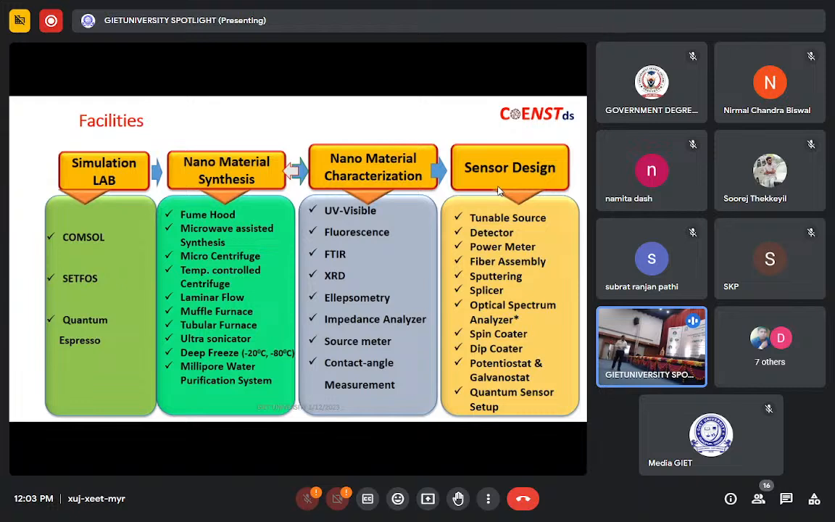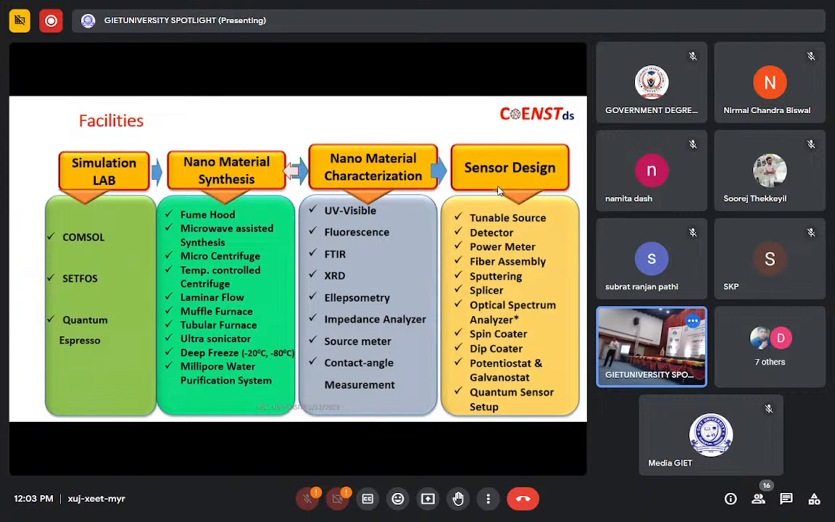Basically, you are using Quantum ATK. Sometimes you also use COMSOL for this, to know whether the material you are thinking of for a particular sensing application will work or not. And of course, SAFOS is not used for that. SAFOS is used for solar simulation, particularly for solar cell simulation. So basically, we use these softwares to know whether the material you are thinking of for a particular use will work or not.